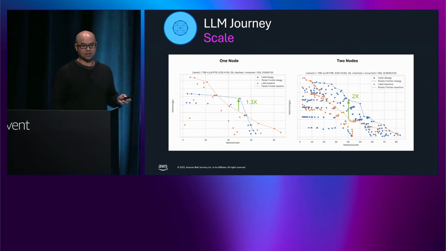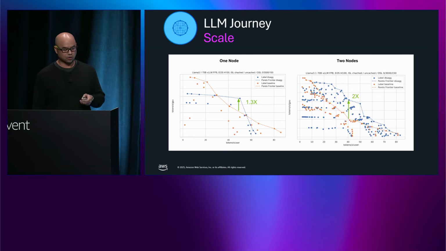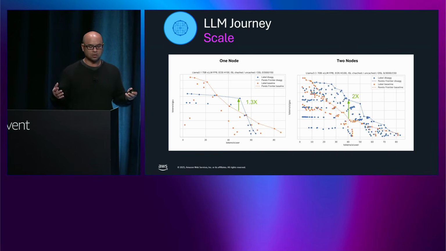So this is another benchmark from NVIDIA, and they've benchmarked disaggregated architecture on 1 node versus 2 nodes. On one node, you can see a 1.3x better throughput. On two nodes, a 2x better throughput. And this suggests that as you add more nodes to your cluster, you can increase the throughput even more for your applications.